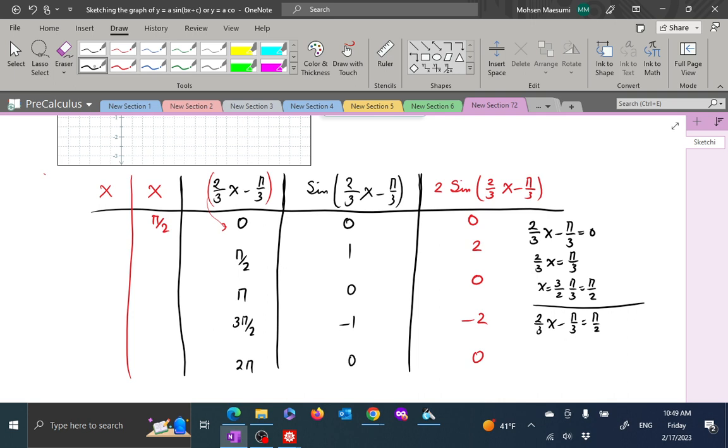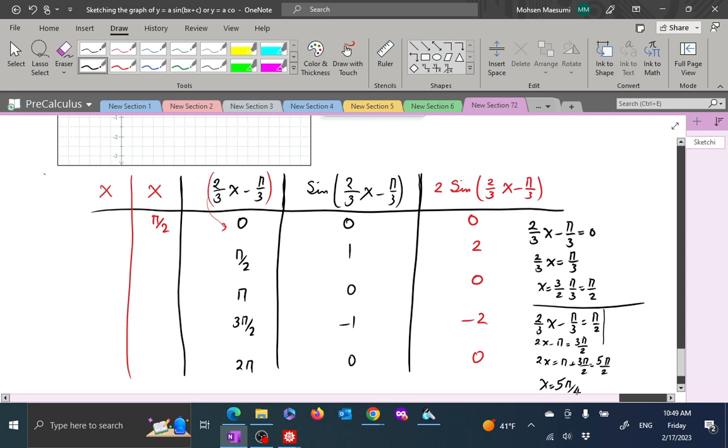Let's just go ahead and multiply by 3, just a slightly different flavor if you wish. Multiply by 3, what do you get? 2x minus pi is equal to 3 pi over 2. Just a slightly different flavor. 2x is equal to pi plus 3 pi over 2. Take the common denominator, it's 5 pi over 2. X becomes 5 pi over 4.